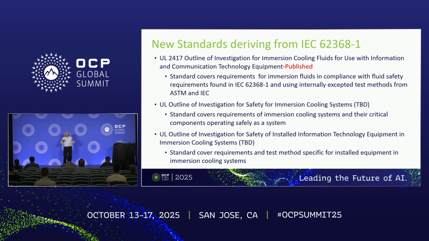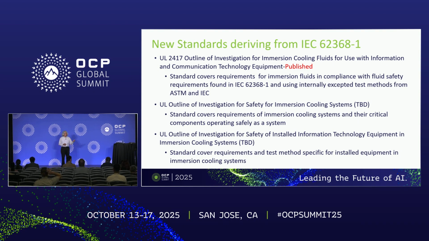Once some of these things are fleshed out and have a better concept of where it's going, we do intend to come to OCP and say, hey, here are some of the ideas that UL has in terms of these outlines. The other thing, terminology: you'll see "outline of investigation." This means that it's a certification requirement standard, but it has not gone through any consensus process with the industry. So UL owns the standard.